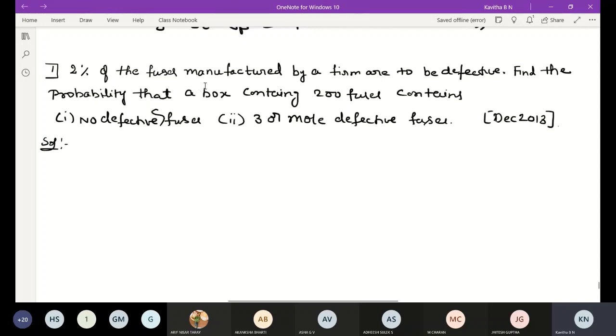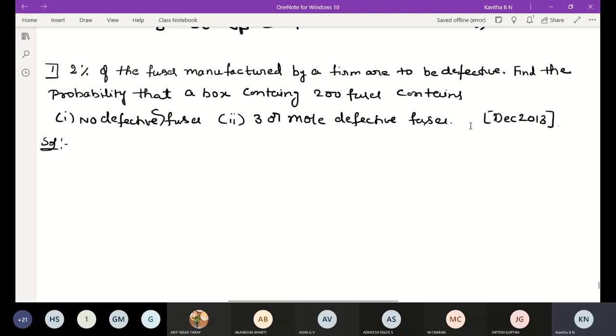Okay, 2% of fuses manufactured by a firm are found to be defective. Okay, 2% is defective parts. Find the probability that a box containing 200 fuses has, first one, no defective, second one, 3 or more defective fuses.